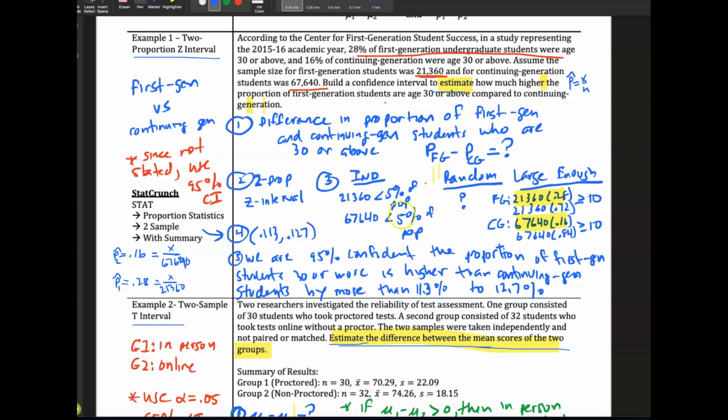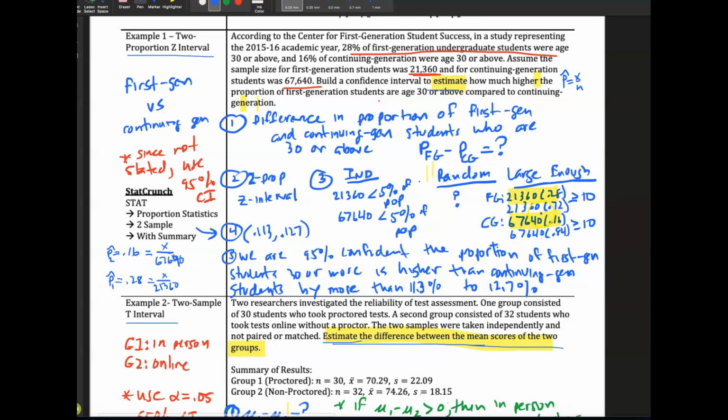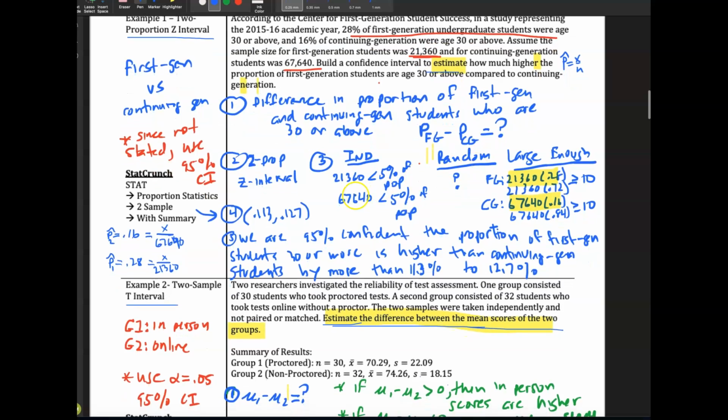So again, we have some assumptions here. Of course, if we were really conducting analysis, we'd have to do some further investigation, like in the real world. We're doing these as practice problems. And it's large enough. Our samples are greater than or equal to 10 when you do the np, nq, and then np, nq for the 2 different groups here. And then you see we get an answer of 0.113, 0.127. We're going to use StatCrunch to do that.